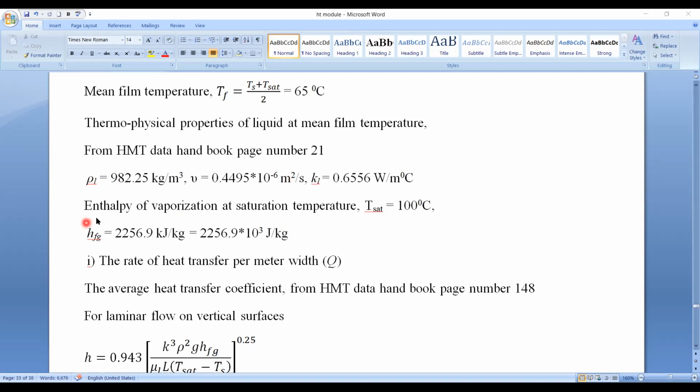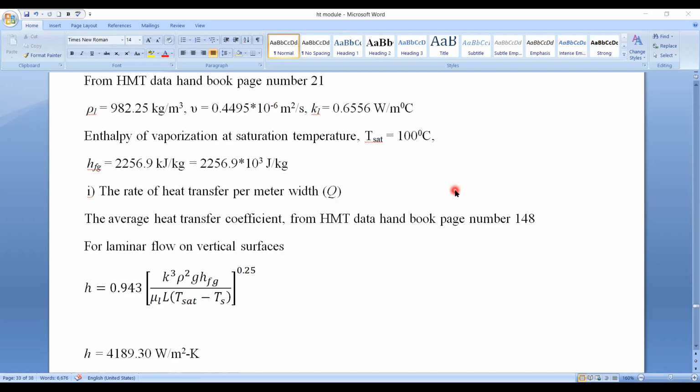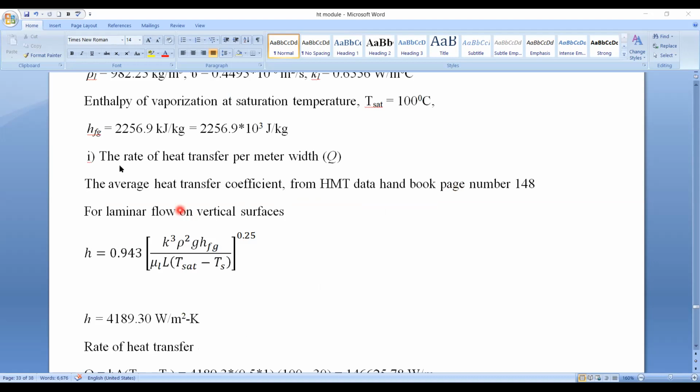Okay, I repeat, do take the enthalpy value at 100 degrees centigrade, that is Tsat equals 100 degrees centigrade. But all the other thermophysical properties should be taken at mean film temperature. So please keep it in mind. Fine. Now let's go to the first bit, the rate of heat transfer per meter width.